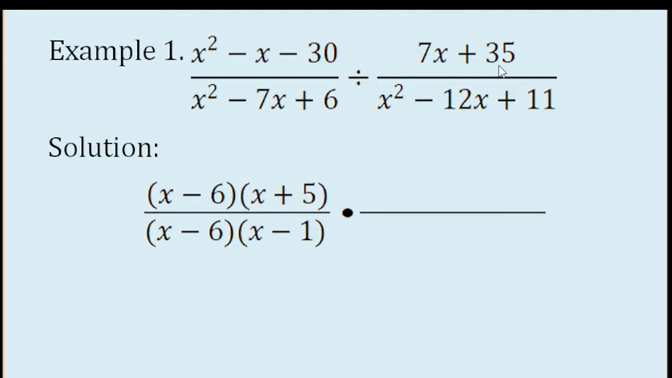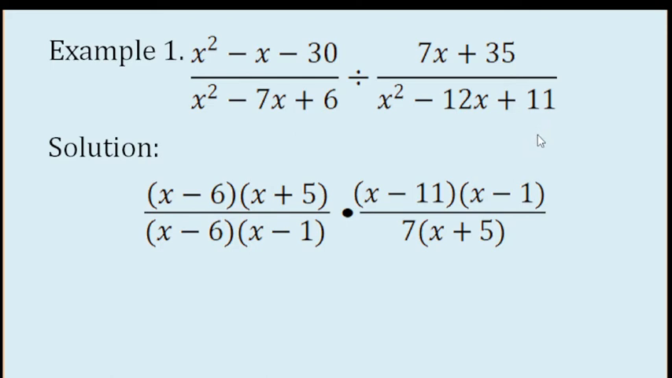We will factor 7x plus 35, but we will write the factors here as our denominator because we changed this part to its reciprocal. The factors of 7x plus 35 are 7 times the quantity x plus 5. Then the factors of x squared minus 12x plus 11 are x minus 11, x minus 1.